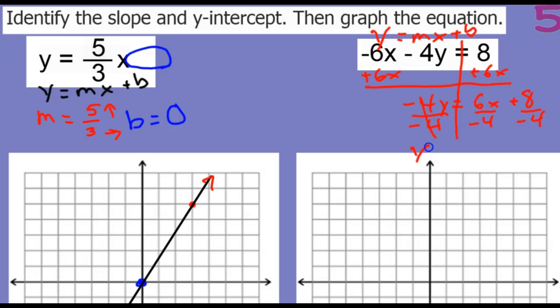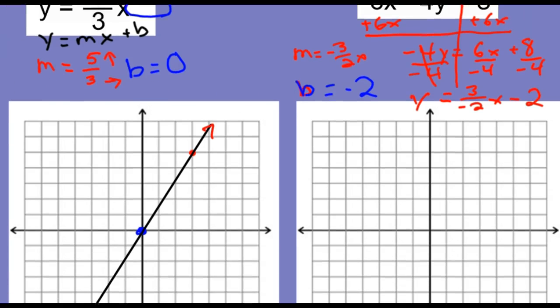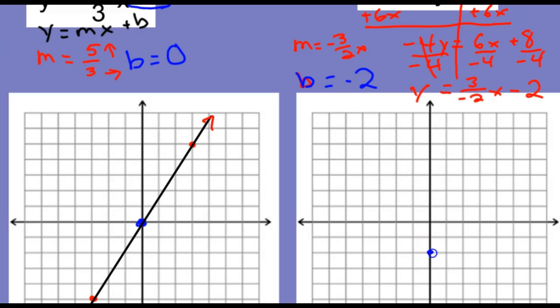And we get y equals, now I can't divide 6 by -4, but I can simplify it to -3 over 2x. And plus 8 divided by -4 would be a -2. So our m would be negative 3 over 2x, and our b would be negative 2. So we're going to begin at b, or negative 2. Begin right here.